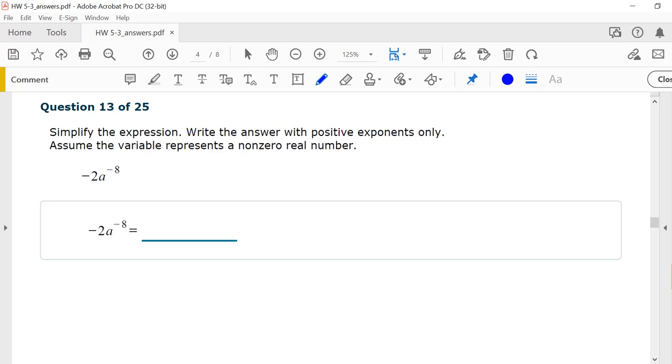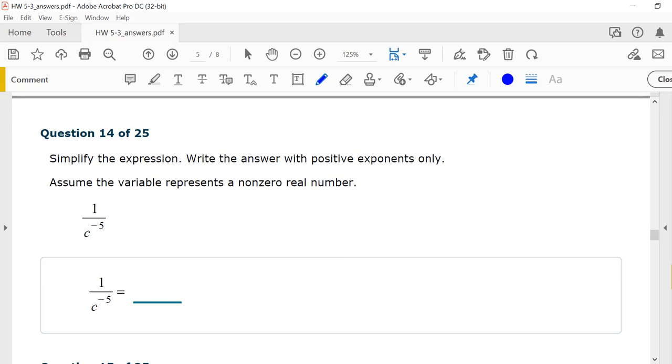Number 13, simplify. Write the answer with positive exponents only. Math does not like negative exponents. That's why we're doing this lesson. Okay, we have negative 2 times a to the negative 8. That negative 8 exponent is only with the a. So we're going to leave the negative 2 alone in the numerator. To get rid of this negative exponent, I'm going to put a to the positive 8 down in the denominator.